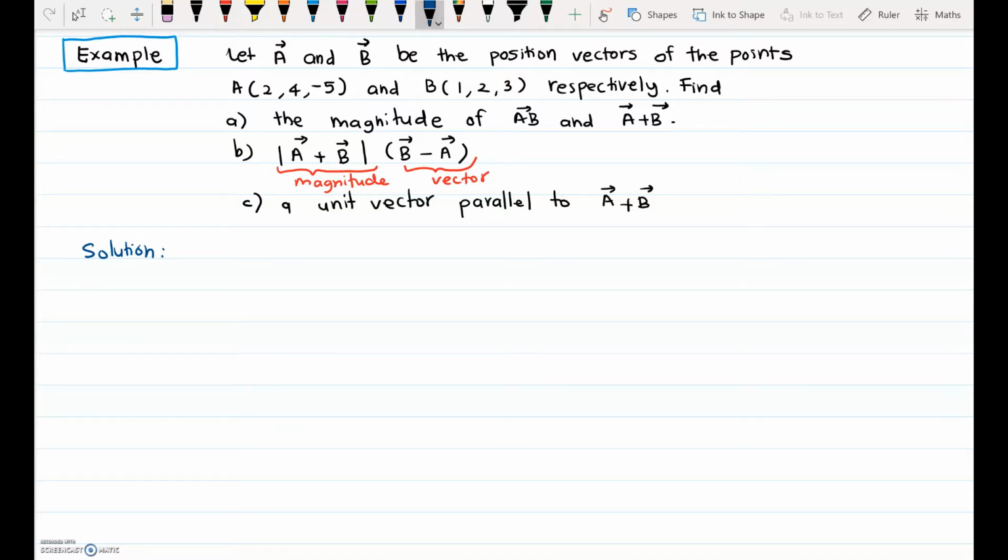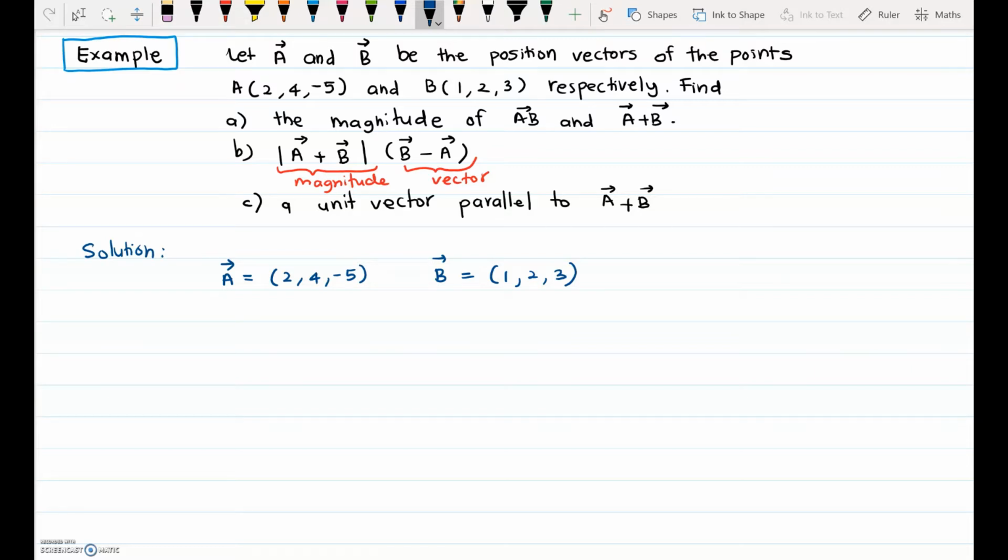Okay, let's start with the first one. Given the information, the position vector A is 2, 4, -5, and the position vector B is 1, 2, 3. You can also write in the form of IJK if you want. Next we want to find the magnitude of AB, so firstly we need to find the vector AB.